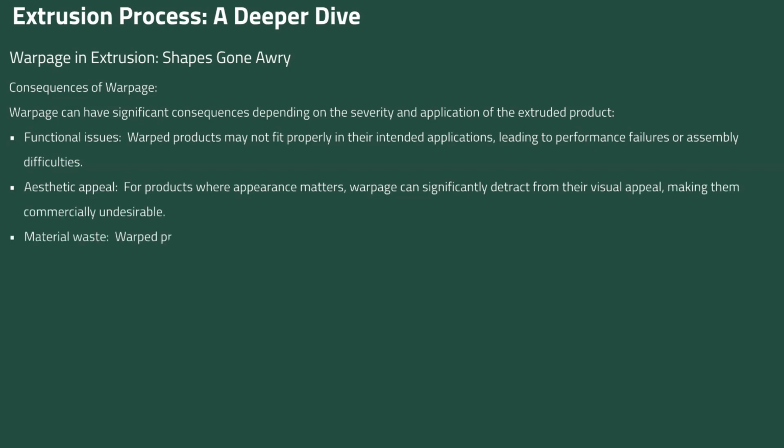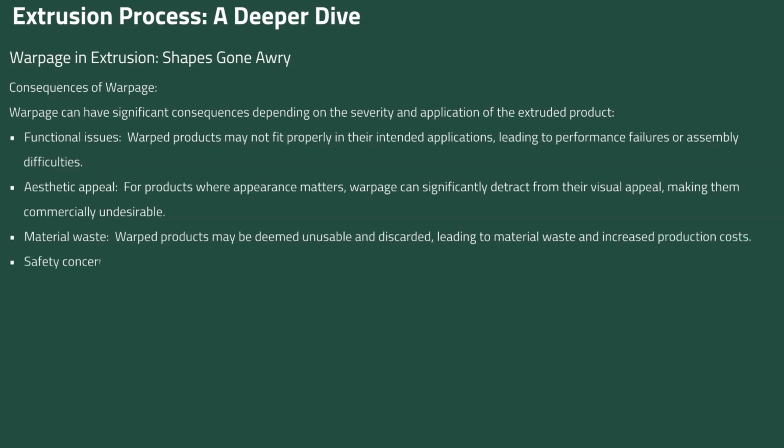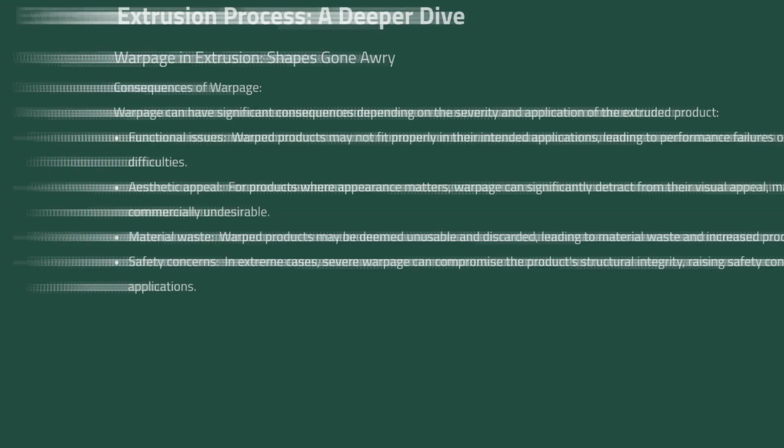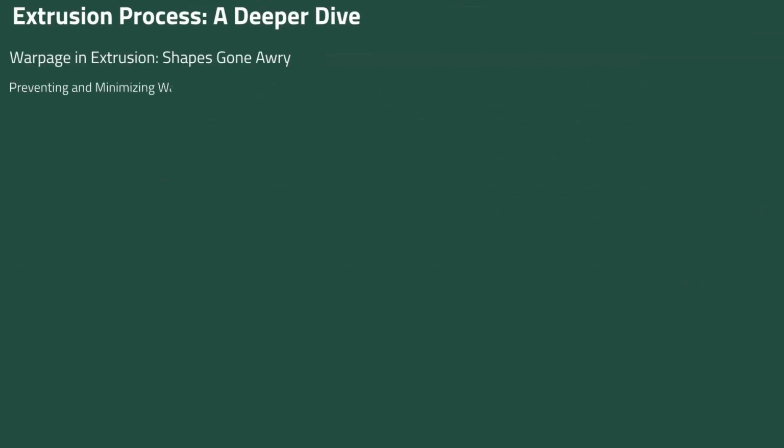Material waste: warped products may be deemed unusable and discarded, leading to material waste and increased production costs. Safety concerns: in extreme cases, severe warpage can compromise the product's structural integrity, raising safety concerns in certain applications. Preventing and minimizing warpage: several strategies can be employed to minimize the occurrence of warpage.